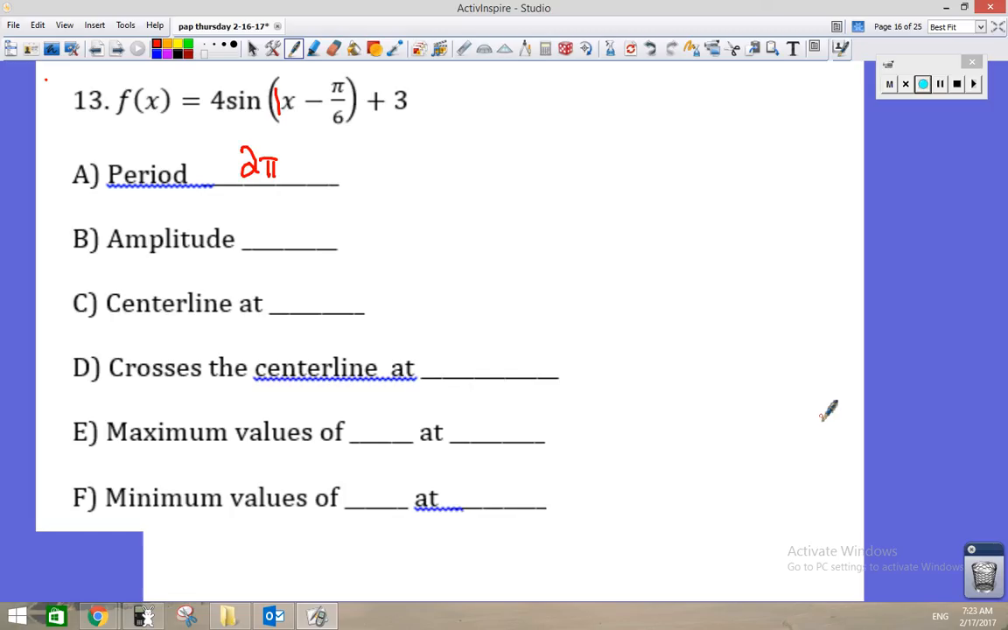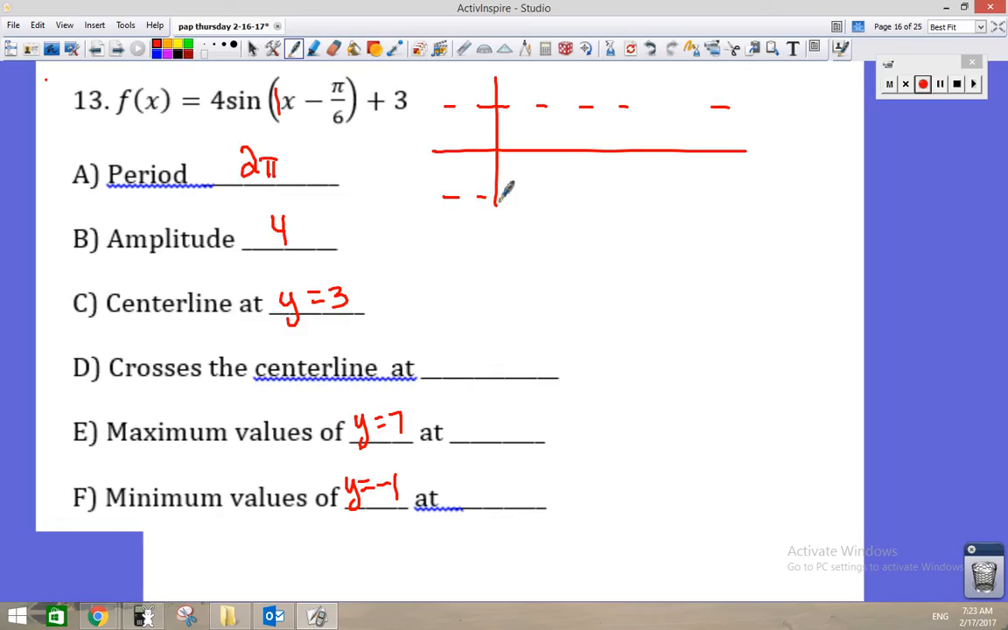2 pi divided by 1 is just 2 pi. The amplitude is 4. There's a vertical shift of 3, so the center line is 3. 4 units above 3, you'll be at a maximum of 7. 4 units below 3, you'll be at a minimum of 3 minus 4, which is negative 1. The basic sine graph bounces back and forth between negative 1 and positive 1, and it goes through the origin, and these 5 basic points are equally spaced along the x-axis here.